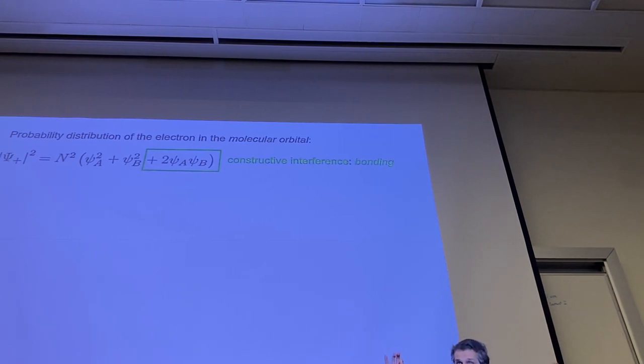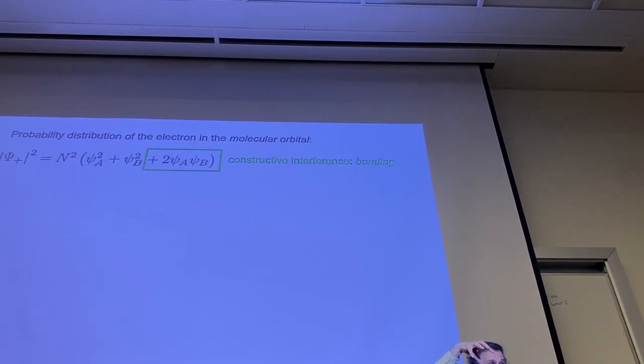If those 2 atoms are the same, 2 carbons, it's actually exactly in the middle. I get a higher probability of finding the electron in the middle that was not there before, because if the 2 atoms are far away, it just ceases to exist. When you bring them closer, it's one plus the other, plus the extra term in the middle.